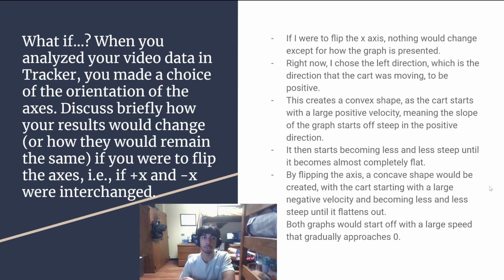So for the conclusion questions, if I were to flip the x-axis, nothing would change except for how the graph is presented. Right now I chose the left direction, which is the direction that the cart was moving, to be positive. This creates a convex shape as the cart starts with a large positive velocity and starts to slope off. By flipping the x-axis, a concave shape would be created with the cart starting with a large negative velocity, becoming less and less steep until it flattens out. Both graphs would start off with a large speed that gradually approaches zero.